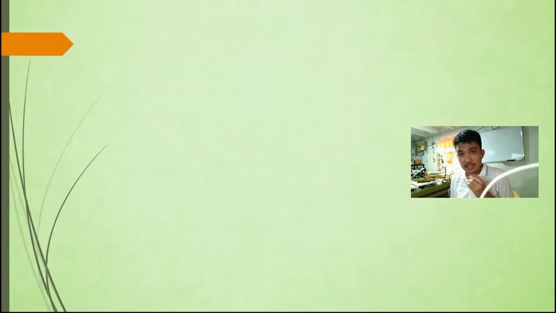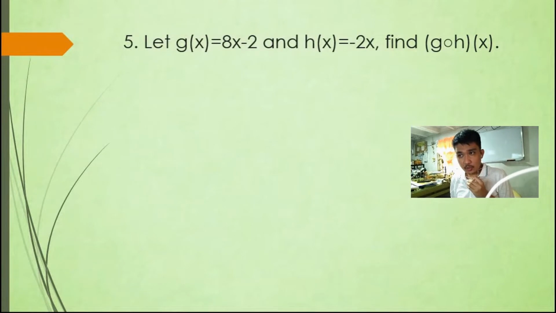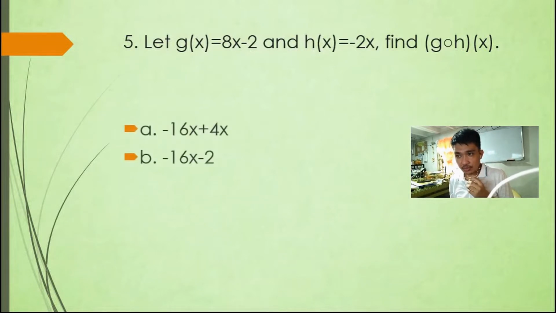Number 5. Let g of x is equal to 8x minus 2 and h of x is equal to negative 2x. Find g circle h of x. So, letter A, negative 16x plus 4. Letter B, negative 16x minus 2. Letter C, negative 16x plus 4.